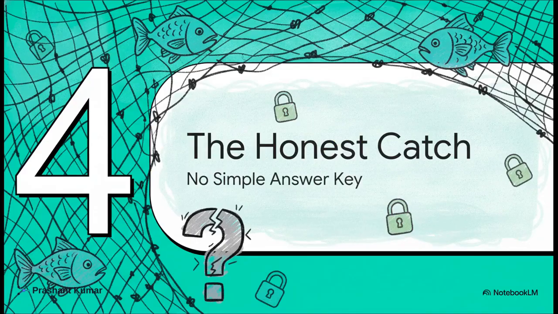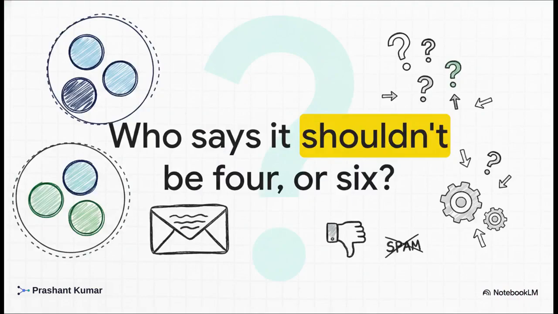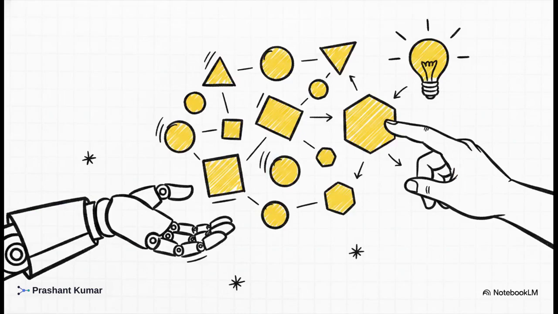But we have to talk about part four, the honest catch, and why there's no simple answer key. See, because there is no answer key to begin with, there's actually no simple way to verify if the machine's output is 100% right. Think about it. When a supervised classifier says an email is spam, you can easily verify that. But when an unsupervised clustering algorithm splits your customers into exactly 5 groups, well, who's to say it shouldn't have been 4 or 6? The really crucial point here: the patterns the algorithm surfaces are absolutely real. They exist in the data. But deciding which of those patterns actually matter to us, that still requires human judgment.